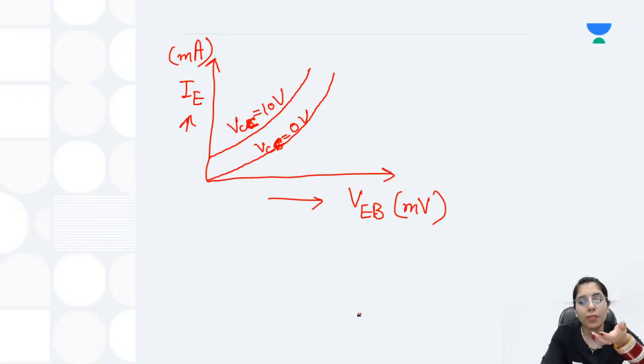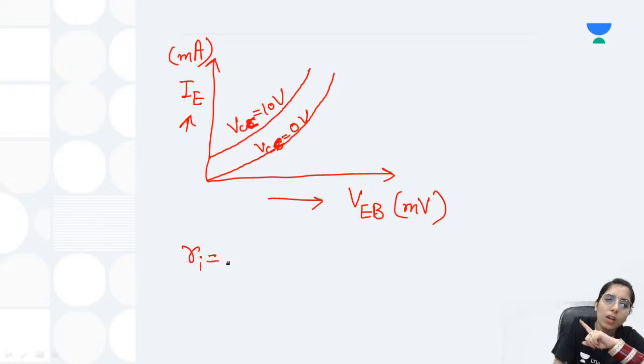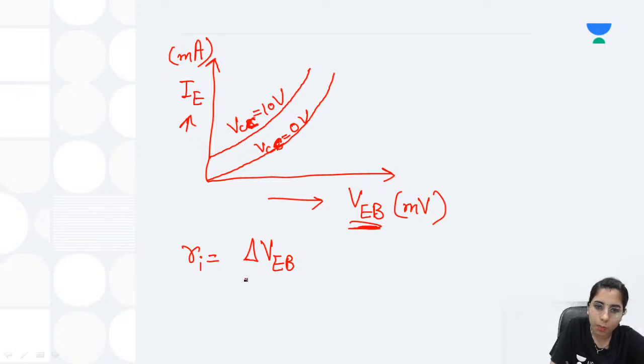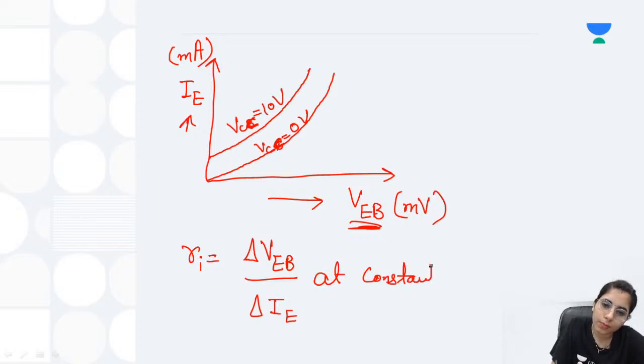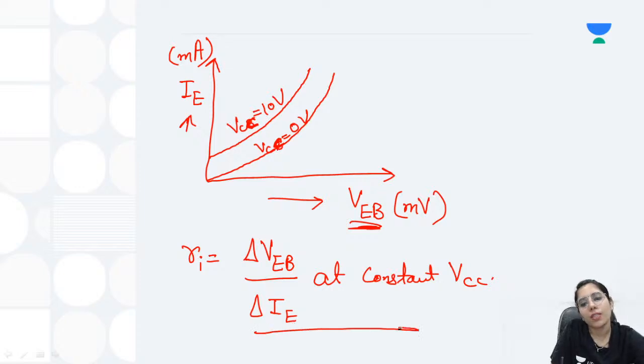It's important to know even about the graph, because you can get direct questions from the graph. Other than that, you should also know about the input resistance. Now what will be the input resistance? V is equal to IR, so R is equal to V upon I. So you can say delta VEB, or BE, upon delta IE at constant VCB or VCC. That's how you will consider it, and that's your input resistance, which is the ratio of voltage and the current. Okay.